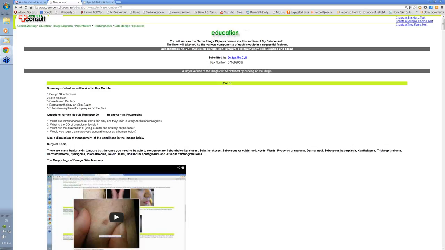Then we'll get the registrar to look at the differential diagnosis of granuloma faciale. That comes into this one on erythematous plaques on the face. Then, as a surgical topic, have a little look at the drawbacks of curette and cautery on the face. Then this little tumour, would you regard a microcystic adnexal tumour as a benign lesion? And we'll talk a little bit about it. But probably most of that I'll actually leave to the webinar itself.